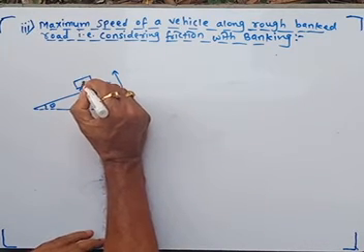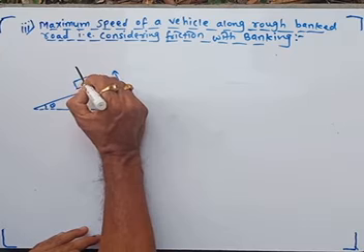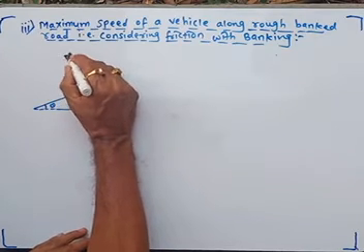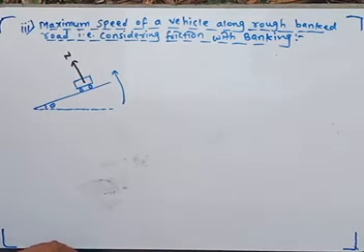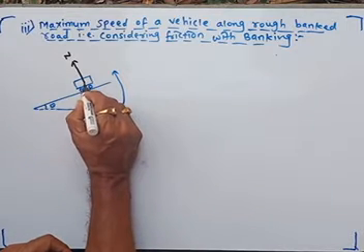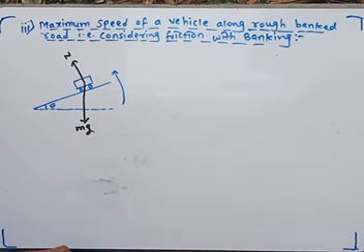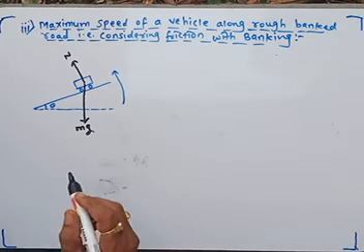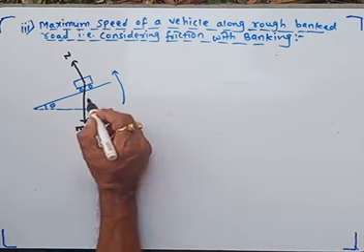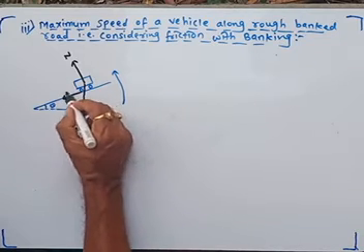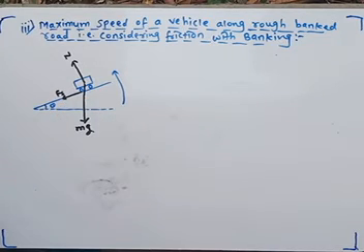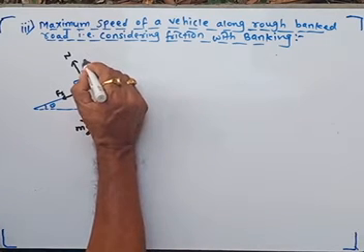Suppose N is normal reaction, weight mg in downward direction. Now also we consider another force, Fs, force of friction, that is force between tires of vehicle and road surface. Now N can be resolved into two components.